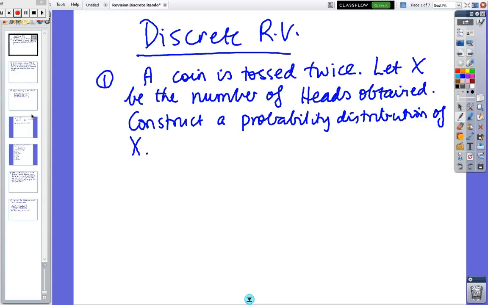A coin is tossed twice. Let x be the number of heads obtained. Construct a probability distribution of x. Okay, so pause, and when you're ready, come back live. Okay, so we had to go.